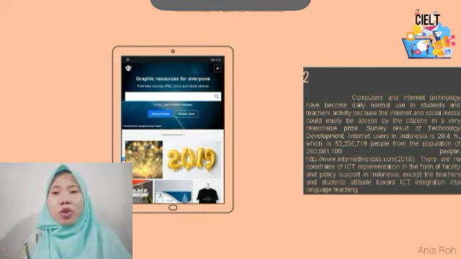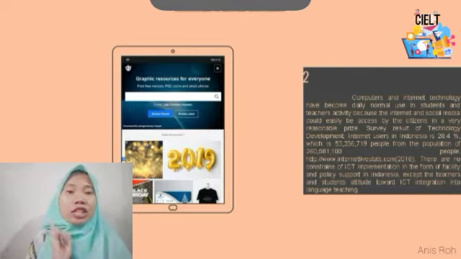And then there are no constraints on ICT implementation from facility and policy support in Indonesia, except the teacher and student attitude toward ICT integration in language teaching.